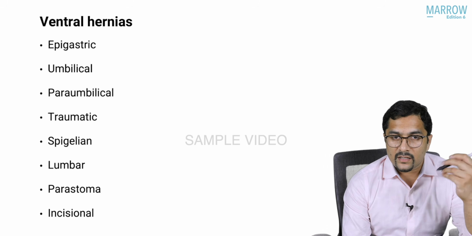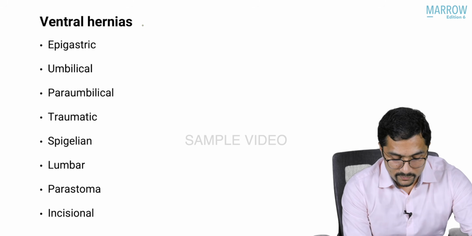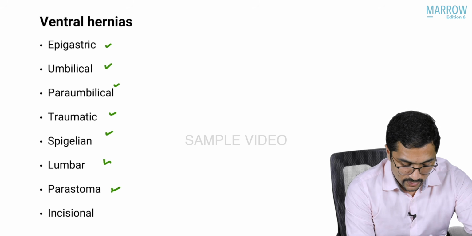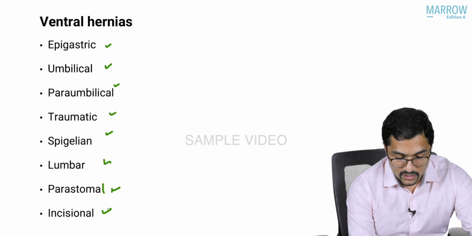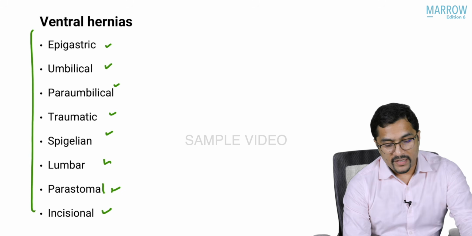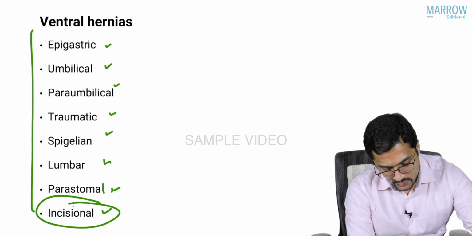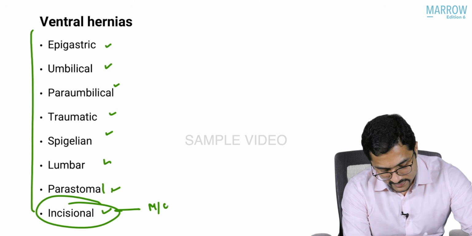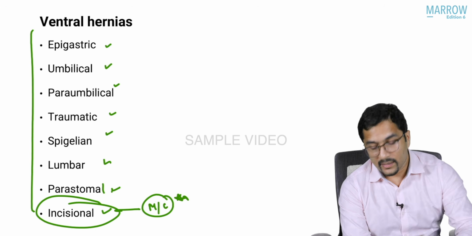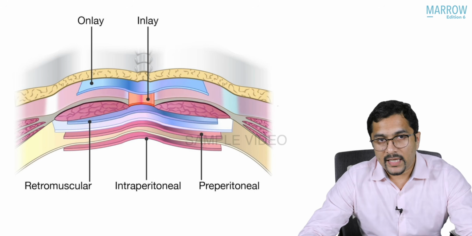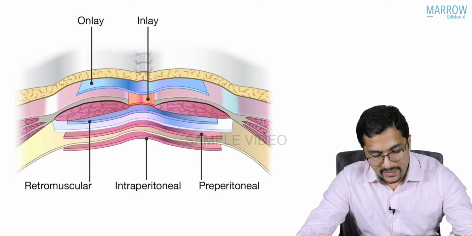Ventral hernias. Ventral hernias are abdominal wall hernias. They can be epigastric, umbilical, paraumbilical, traumatic, Spigelian, lumbar, parastomal and incisional. These are the various types of ventral hernias, and amongst ventral hernias, the most common is the incisional hernia. This has also been asked in the exam. Now, when we do surgery for ventral hernias, there are various types of repairs and you should know these repairs.